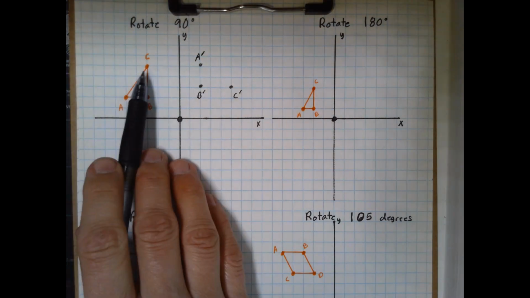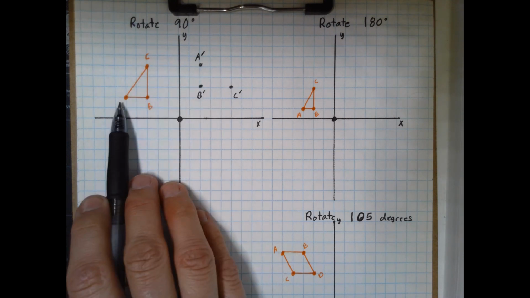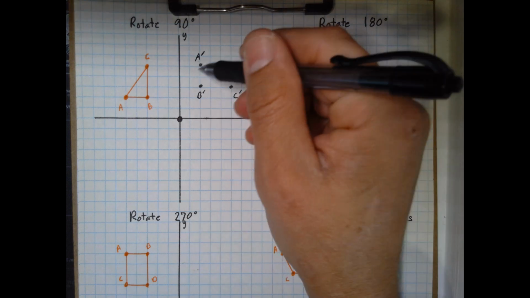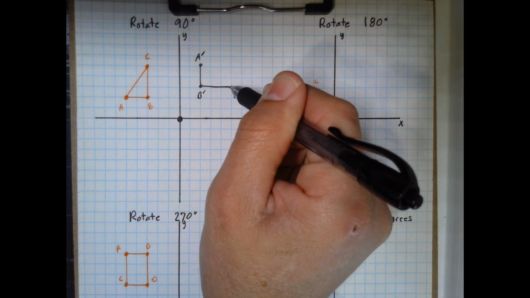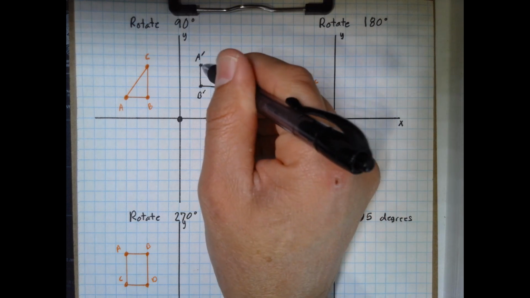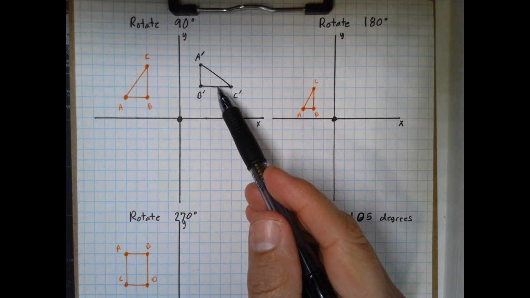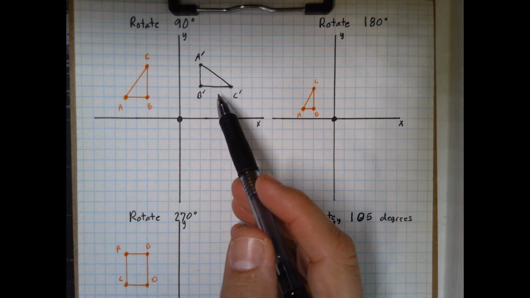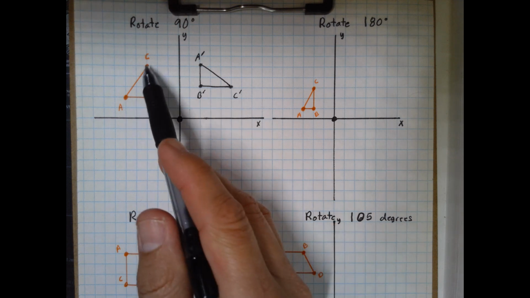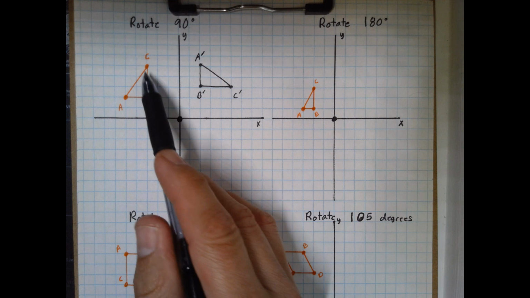So you can see that this clearly rotated 90 degrees. The C moved over here, the B moved over here, the A moved over here. And I'm going to go ahead and just connect the dots. Now this is my new image. It's the transformed image that rotated 90 degrees. Notice it did change in what we call orientation. In other words, the C was up at the top, but now it's over on the side. So we had a change in orientation.